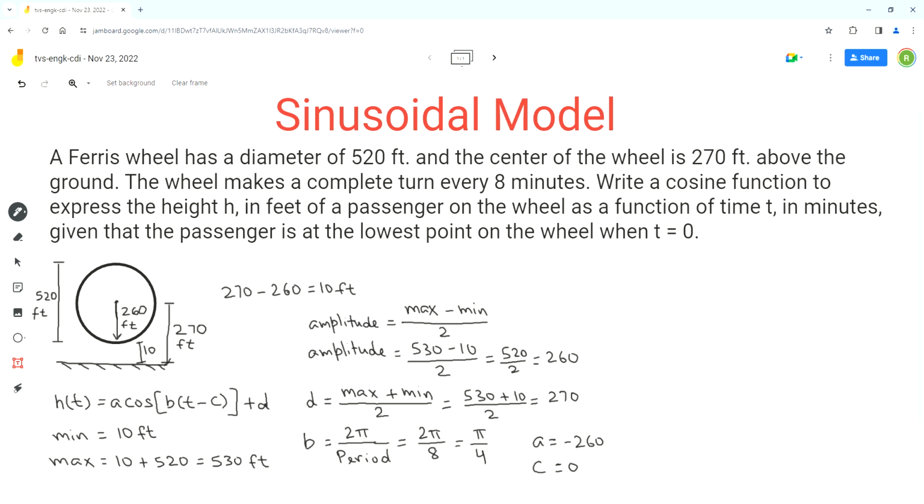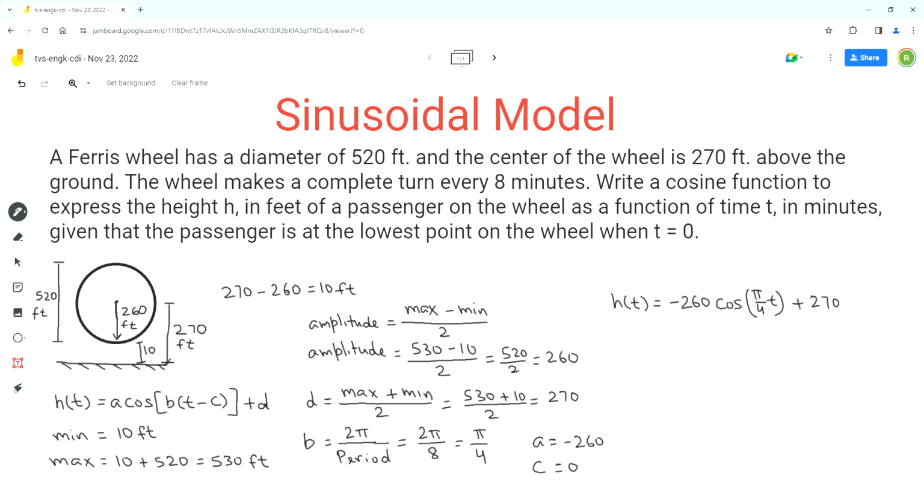So now we can use this information to write the equation. So h at t equals negative 260, so that's the a value, cosine, b is pi over 4 times t, and then plus 270. So this is the cosine function equation that represents the motion of this Ferris wheel.